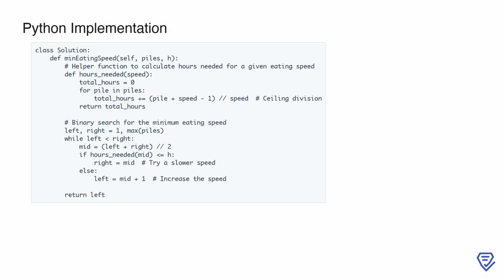In the binary search loop, mid represents the candidate speed. If hours_needed(mid) is less than or equal to h, it means Koko can eat all bananas in time at that speed, so the search continues in the left half by setting right equals mid. Otherwise, the speed is too slow, and the search moves to the right half with left equals mid + 1. The loop continues until left equals right, at which point the minimum eating speed is found. The function then returns left as the result.